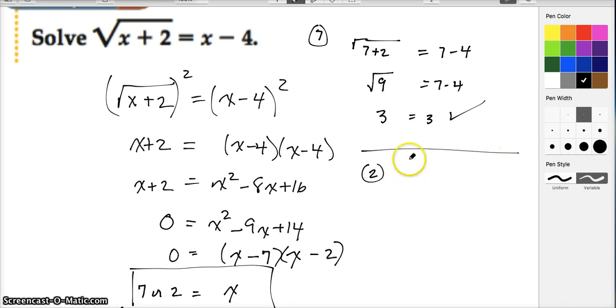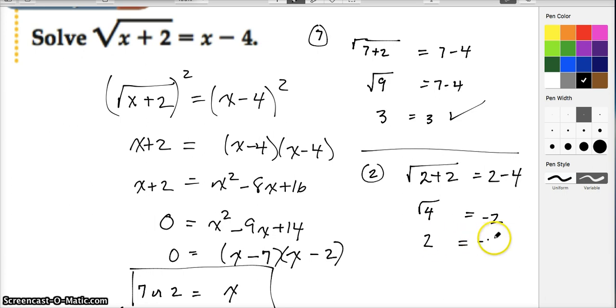Let's try 2. So I'm going to plug 2 in. The square root of 2 plus 2 is equal to 2 minus 4. That's what I've got. 2 plus 2 under the square root is the square root of 4. 2 minus 4 is a negative 2. Square root of 4 is 2, and that is not equal to negative 2. So 2 is what we call an extraneous root. It's an extraneous root or an extraneous solution.